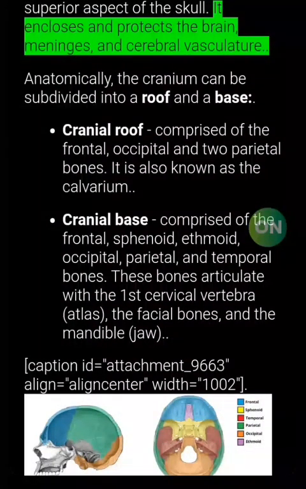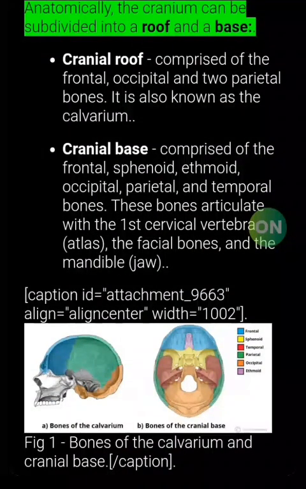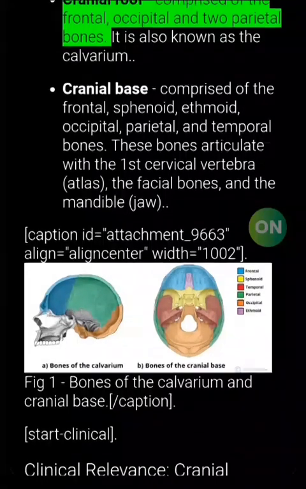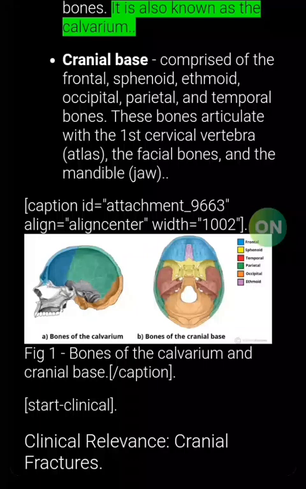It encloses and protects the brain, meninges, and cerebral vasculature. Anatomically, the cranium can be subdivided into a roof and a base. Cranial roof, comprised of the frontal, occipital and two parietal bones. It is also known as the calvarium.